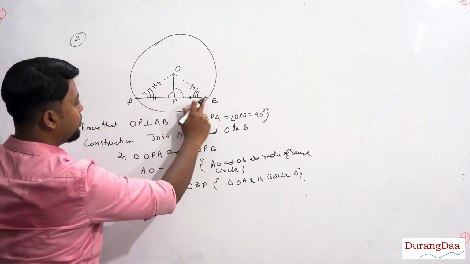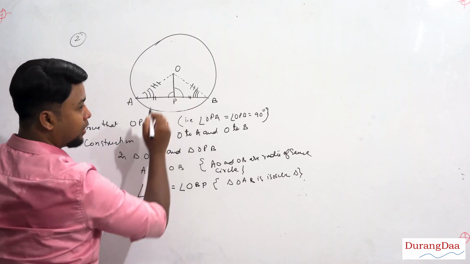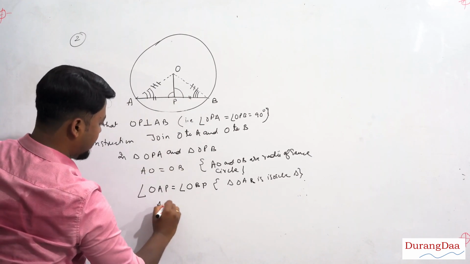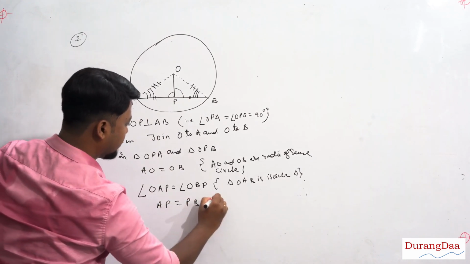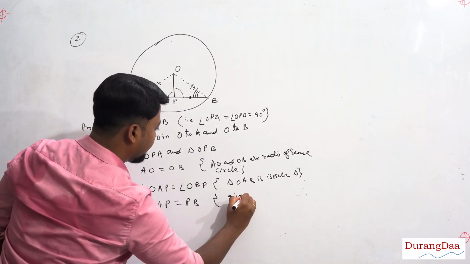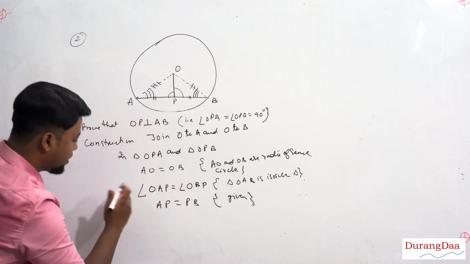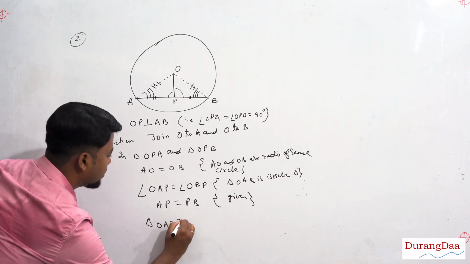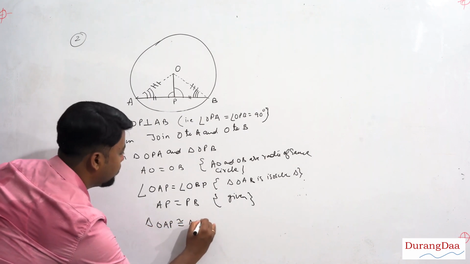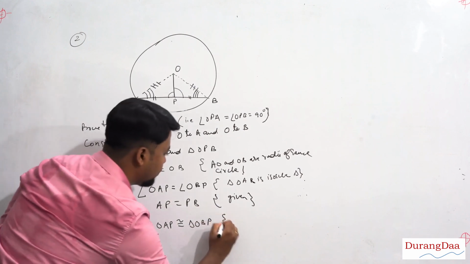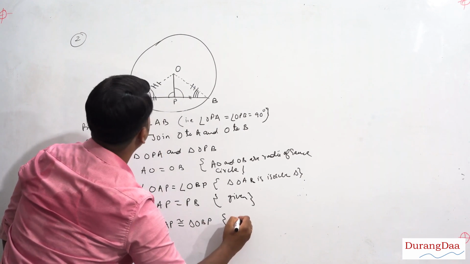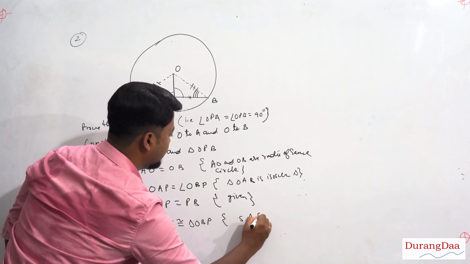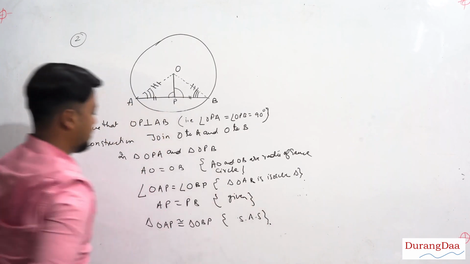Alright. So, now we got one side, one angle equal, and already it is mentioned in the question AP equals to PB. You see these two lines marked here. So, AP equals to PB. So, this part is given. So, using all 3 points here, we can write triangle OAP is congruent to triangle OBP. Reason would be side angle side. All right.